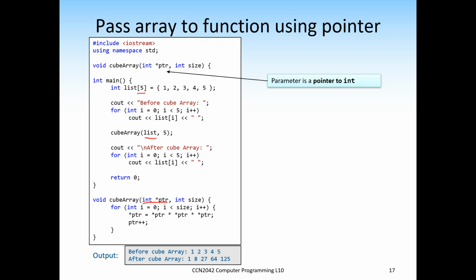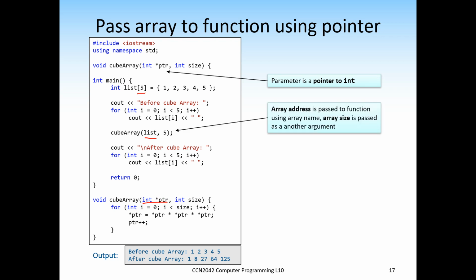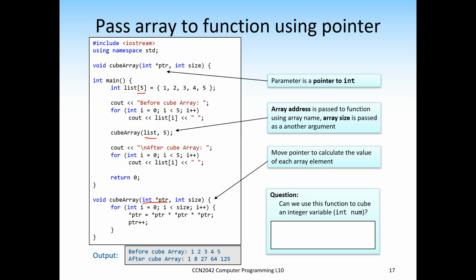for is actually a pointer to integer. And then in terms of array, the array address is actually stored in the array name. So that's why we just pass it. And then after that, it turns into a pointer, and we can calculate the answer by referring to the pointer, or actually the array. So the question now is: can we use this function to keep an integer variable?